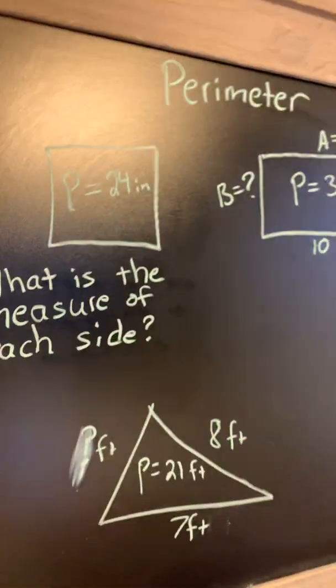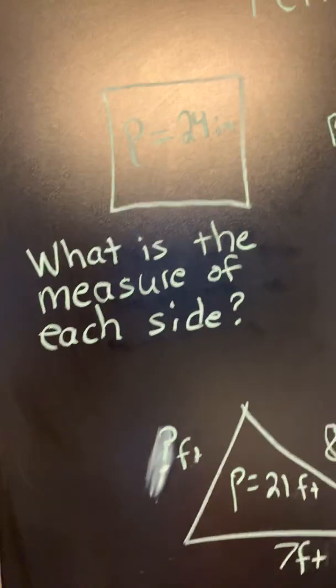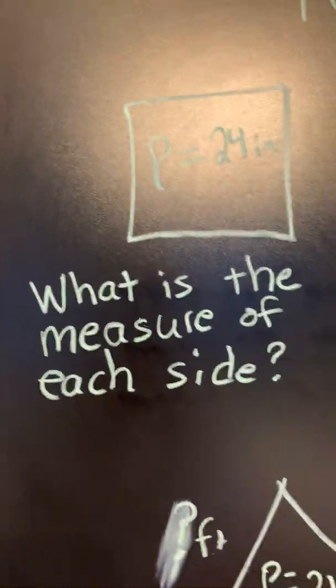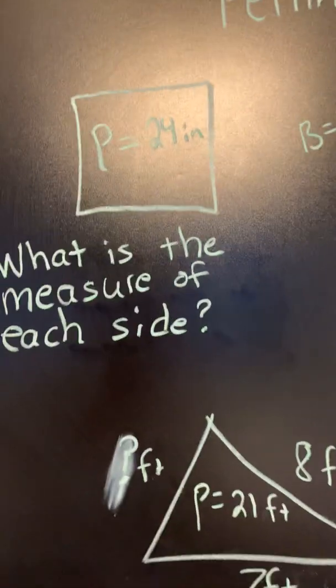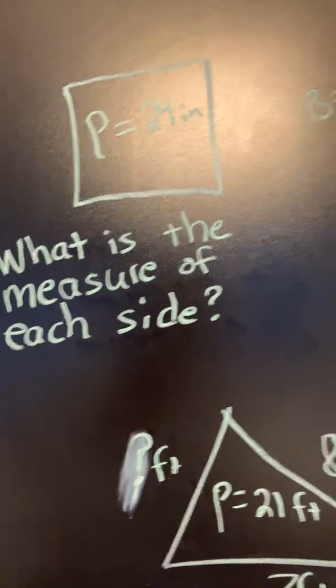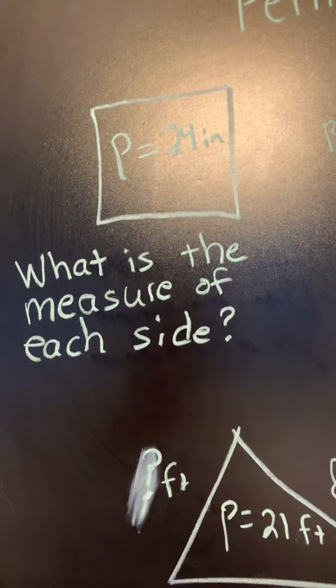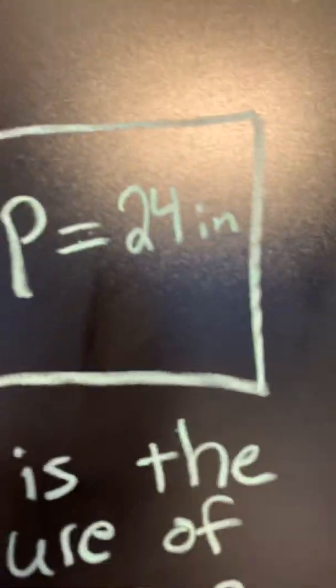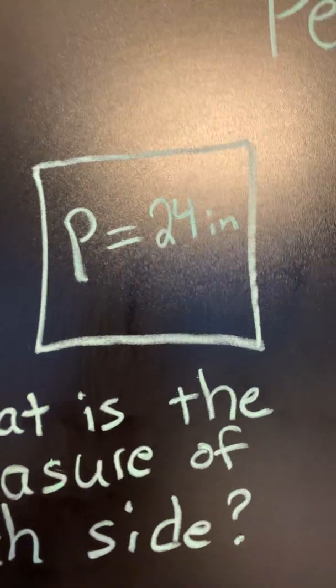Okay, today I'm going to do a harder perimeter lesson. So in these situations, this is going to be really hard, but you can do it, guys. I'm actually telling you the perimeter, and I have different questions posed. This first one, the question is, what is the measure of each side? Well, the perimeter is 24 inches. What shape is that? It's a square.